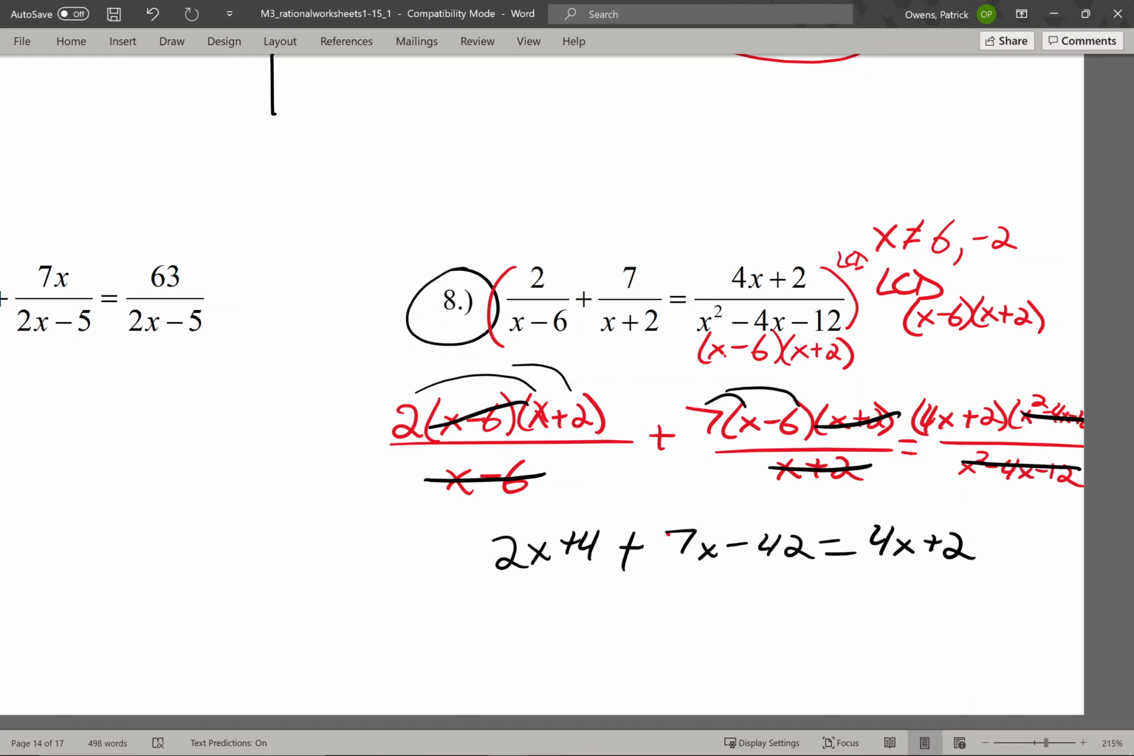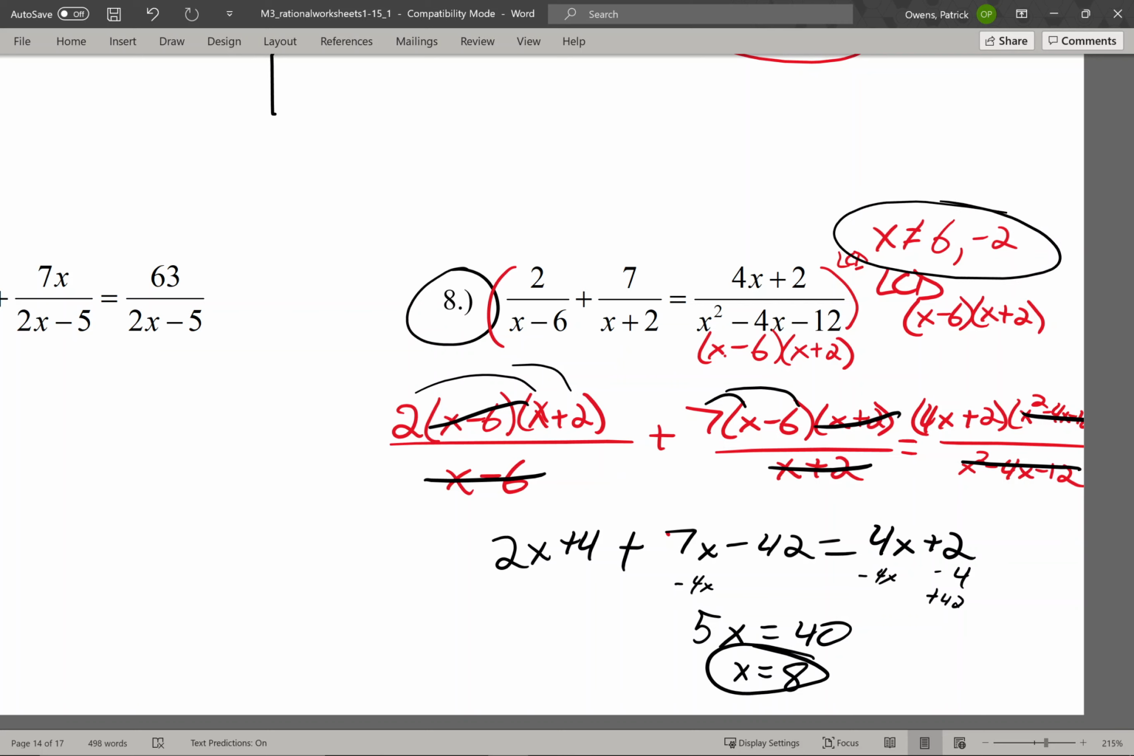All right. So here, let's get all of our x's onto one side. So we have 7x plus 2x is 9x. We have to subtract 4x from both sides. So we end up with 5x on the left. Then on the right, so we have 2, we need to subtract 4 and add 42. So we end up with 44 minus 4, which is 40. Divide both sides by 5, and we get x equal to 8, which we double check with up here. 8 is a valid value, so we are good to go.